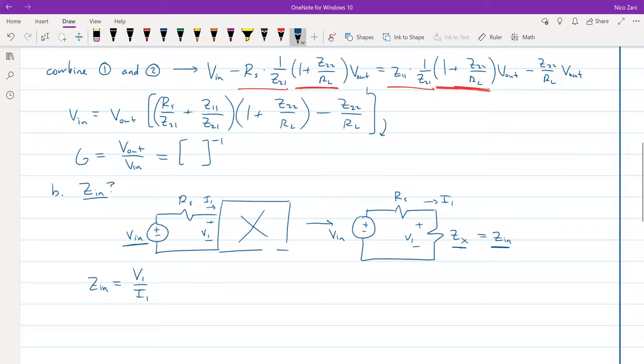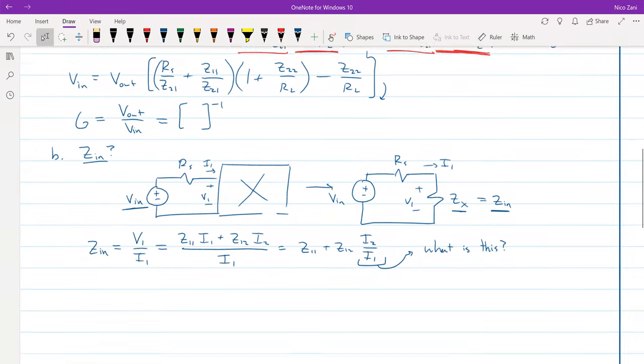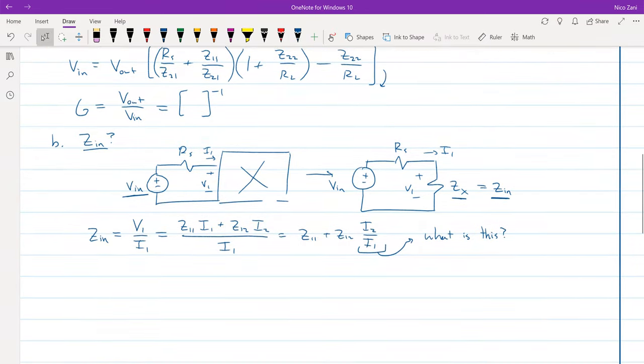So what exactly is V1? Well, we actually did figure out what V1 was before, and we can solve it in terms of the input parameters. It is Z11 I1 plus Z12 I2. And we divide this by I1. So this whole expression is just Z11 plus Z12 I2 over I1. Now the question becomes, what is this? And this is where we have to do a little bit of manipulation to figure out what this is.